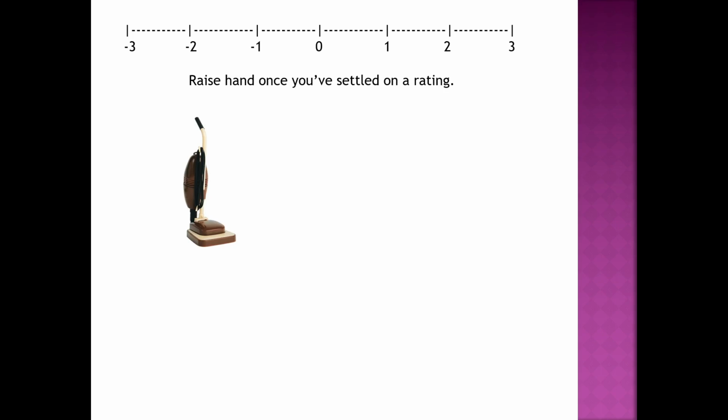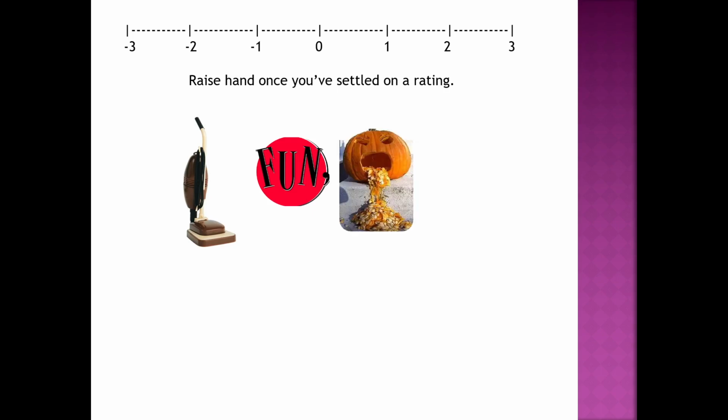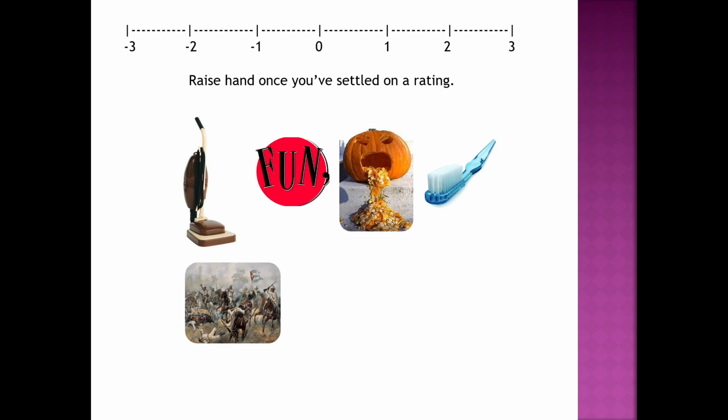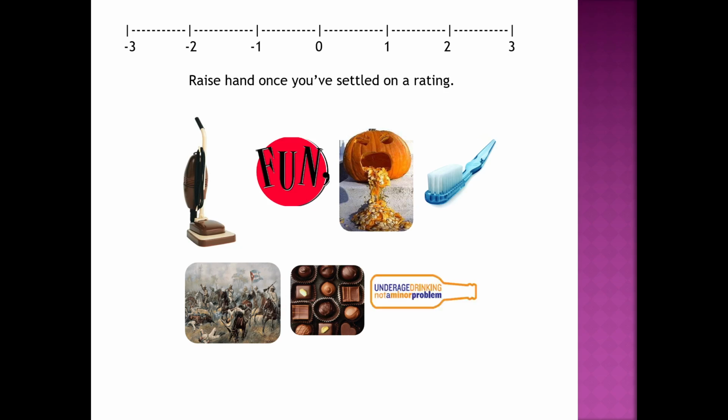So now let's get into it for real, and I'm not going to bother you with my narration. You now know what to do. So our next thing is fun. Our next thing is vomit. Our next thing is toothbrush. War. Chocolate. Underage drinking. Okay.